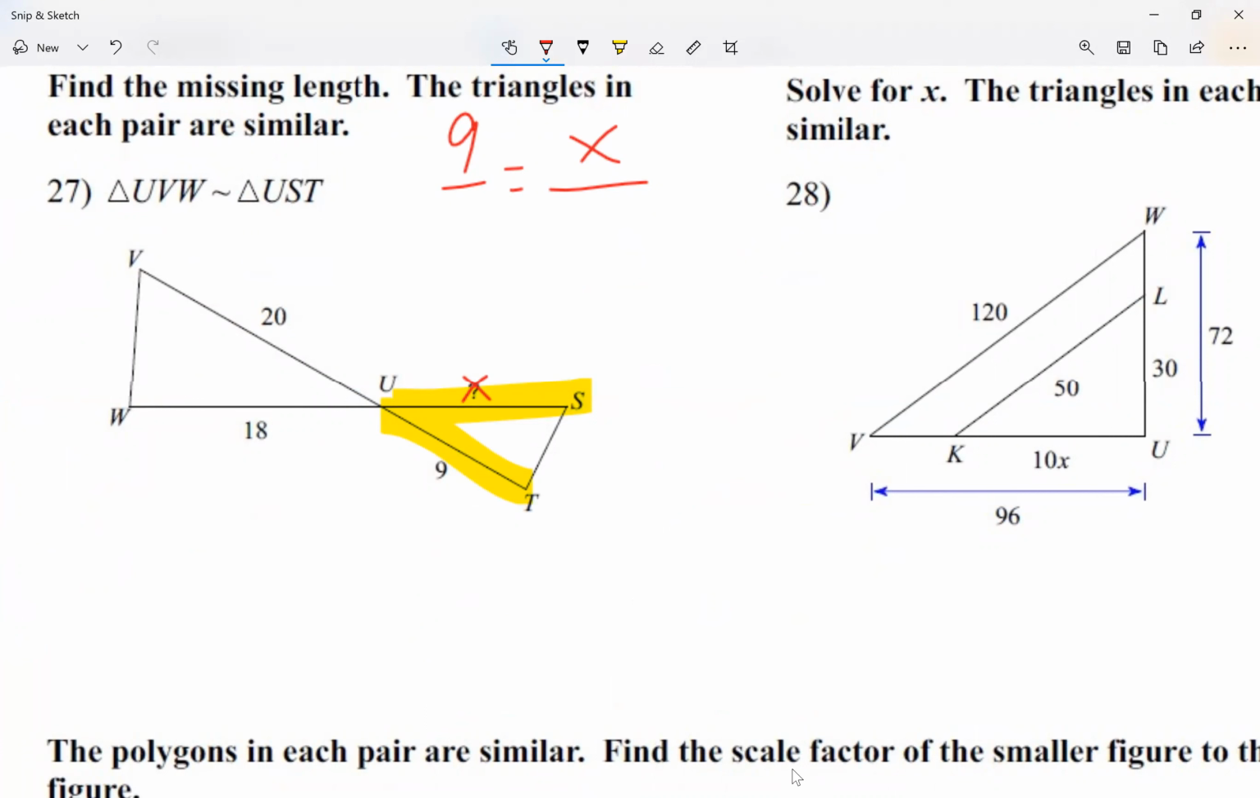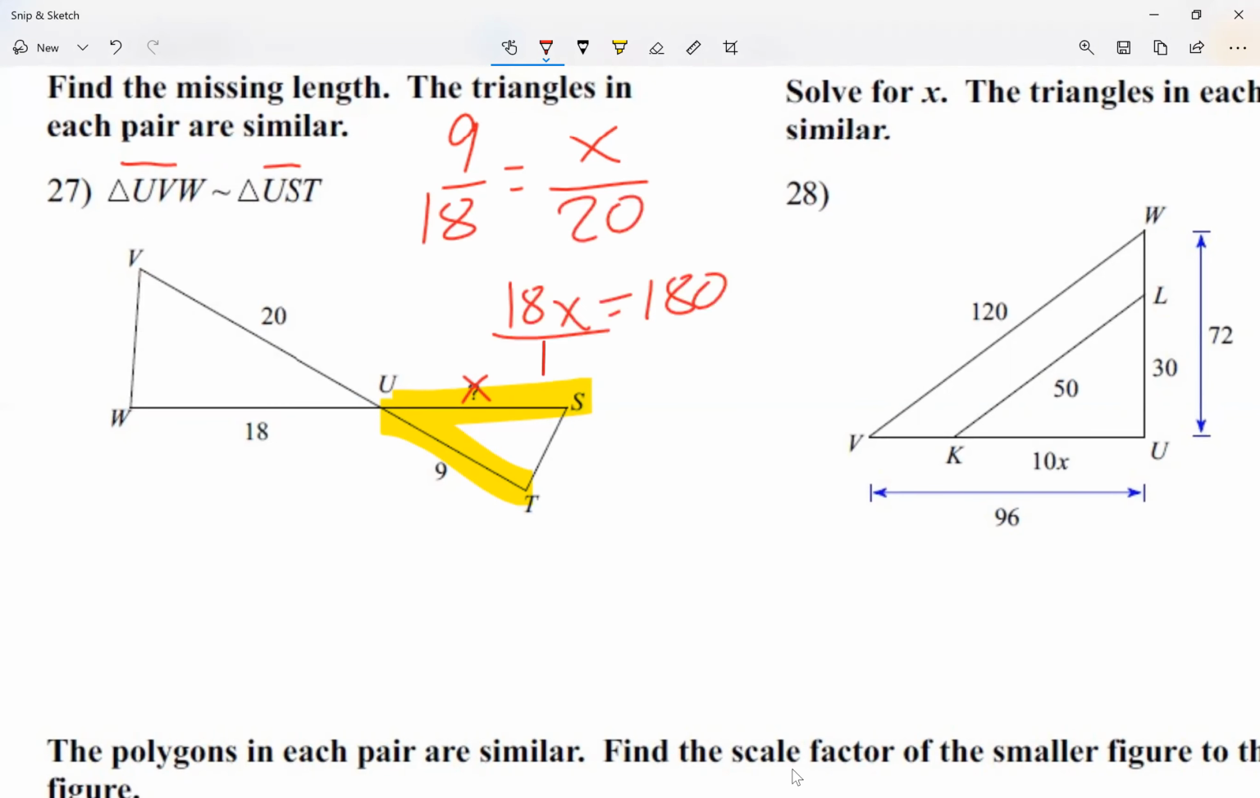If you don't know, use the notation. So let's see. X is the measurement US, right? Is the side US. So I see that that's the first two letters here. So that goes with UV. So X is going to go with 20. And 9 is going to go with 18. I'm going to cross multiply to have 18x is equal to 180. I divide both sides by 18. So I get x is equal to 10.